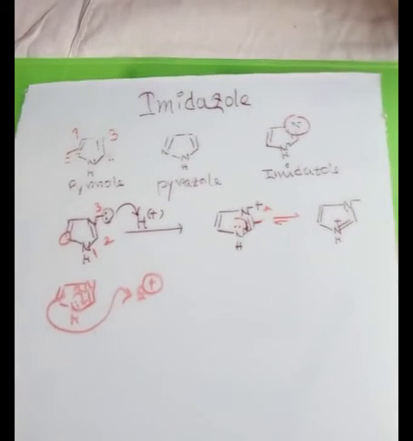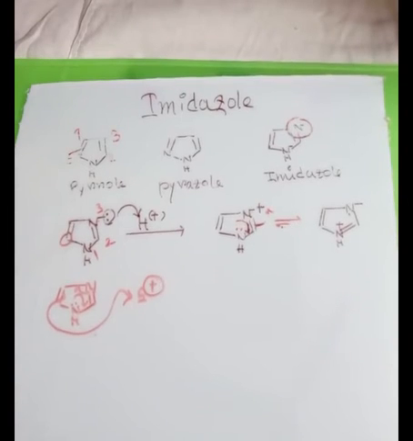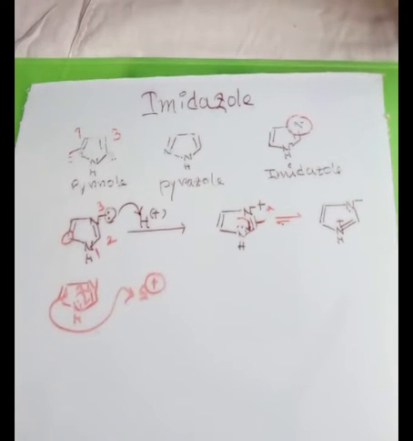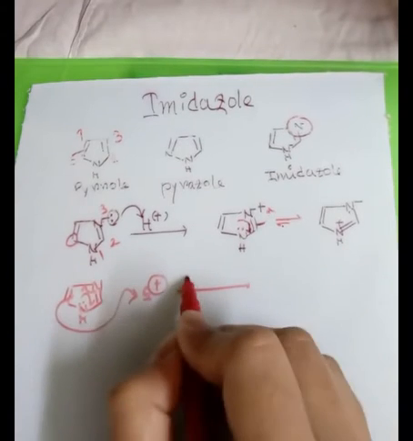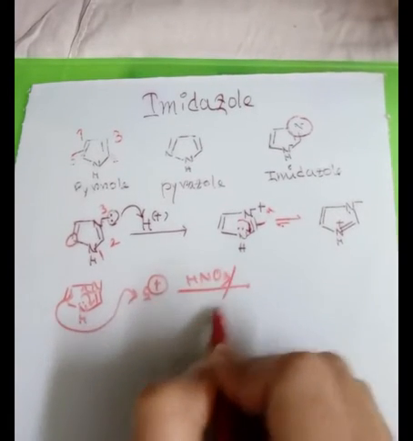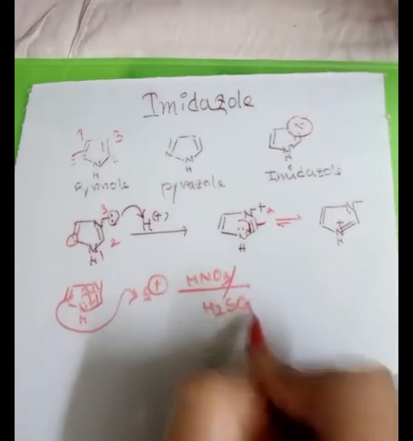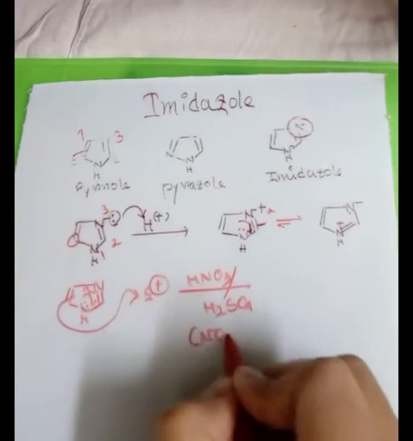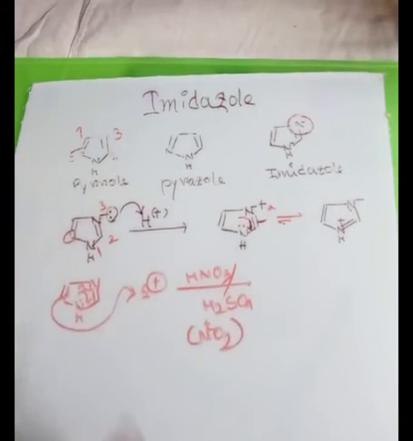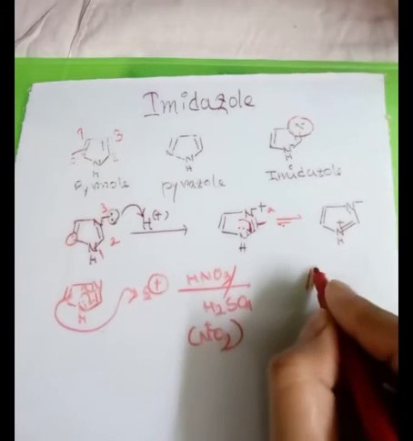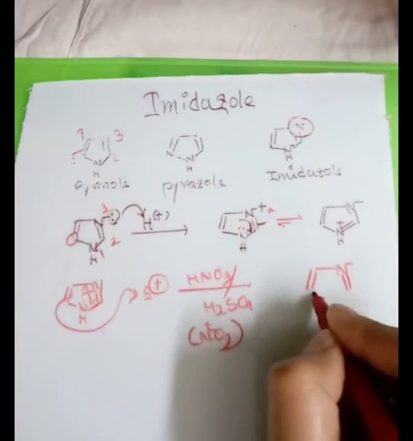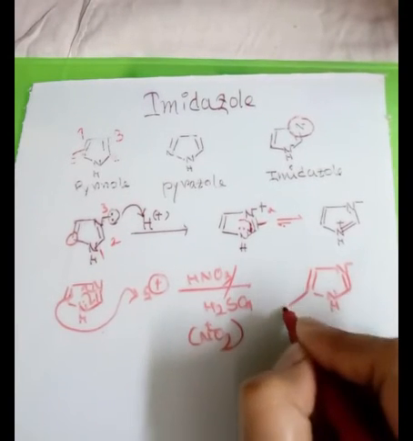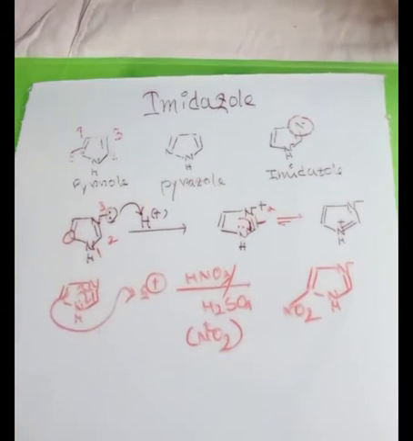So if we consider the nitration reaction, if we add HNO3 and H2SO4, the mixed acid, then NO2 positive is the electrophile here, and then NO2 positive will be added at the C5 position. That is like that.